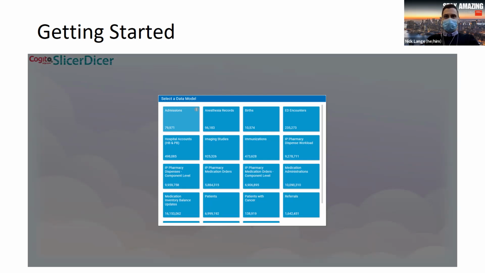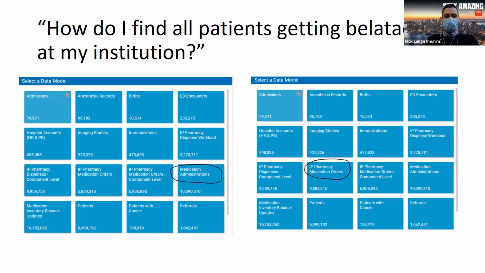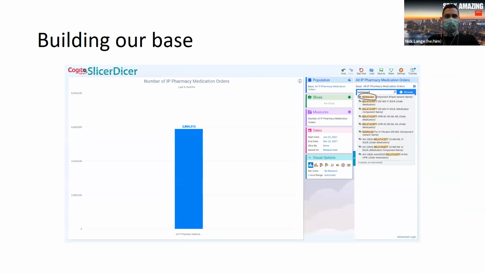And it's going to bring you to this screen right here, at which point you're going to be prompted to select one of these data models. Now, for most of my intents and purposes as a transplant pharmacist, I'm normally selecting either medication administrations, which is the one that I've circled on the left, or inpatient, which is what IP stands for, their pharmacy medication orders. And for those who are following along, you can click on either if you see those in front of you, and we'll keep moving forward here.